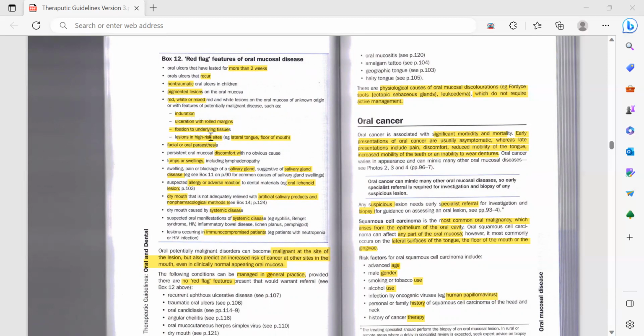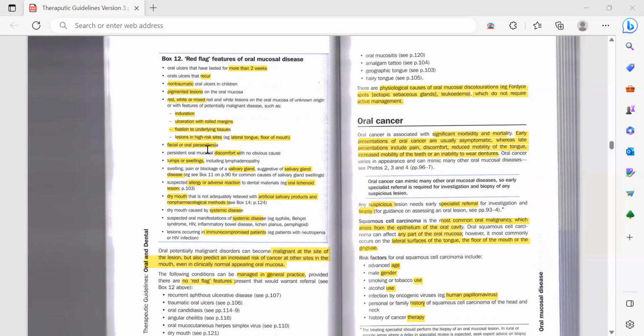Okay, and the lesion in a high risk site. For example, if the patient has any ulcer which has indurated margin or the rolled margin, and it is present on the lateral surface of the tongue or on the floor of the mouth, these are the sites which have a high potency to turn into malignant. So then you need to refer him urgently to the specialist.